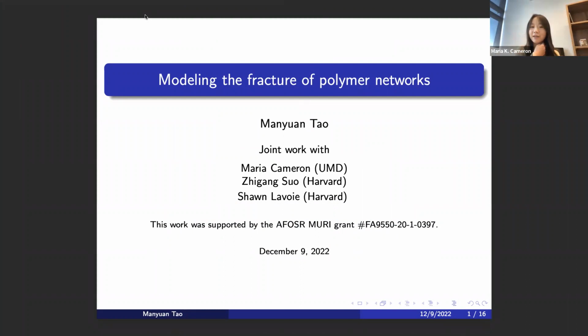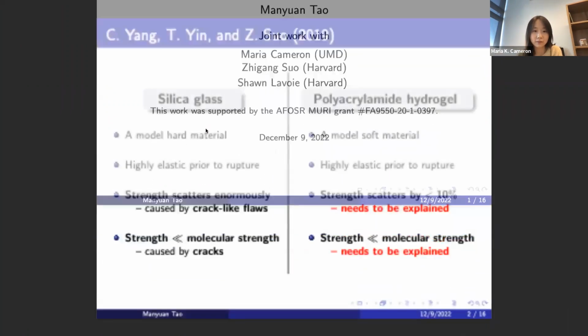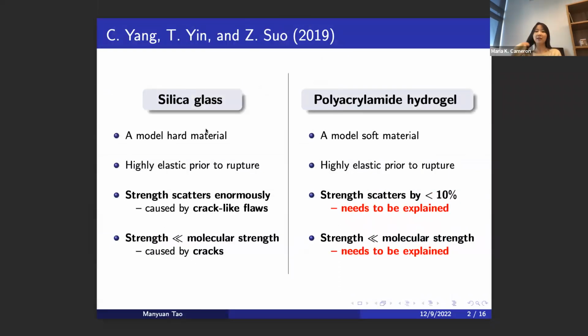Hello, my name is Manyuan Tao. Our project is modeling the fracture of polymer networks. A comparison between two highly elastic materials, the silica glass versus a polymer acrylamide hydrogel, was given in the work of Yang and Suo.